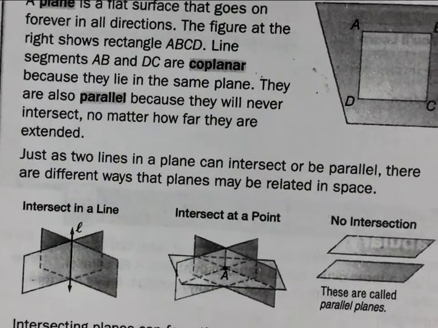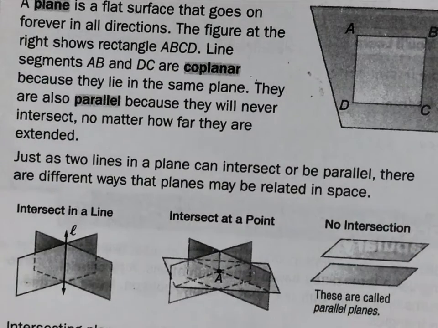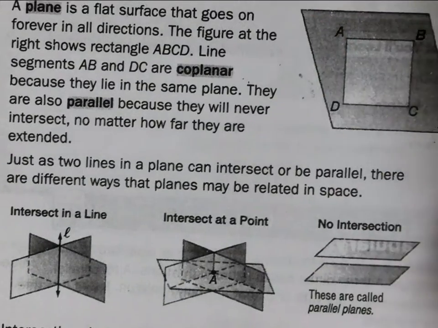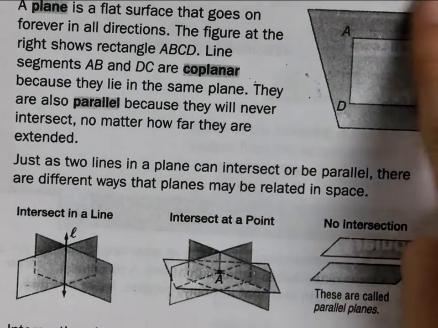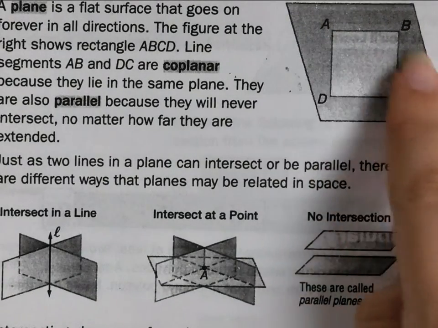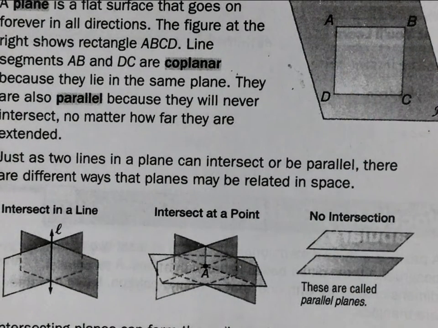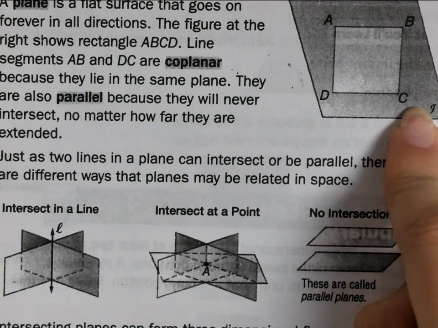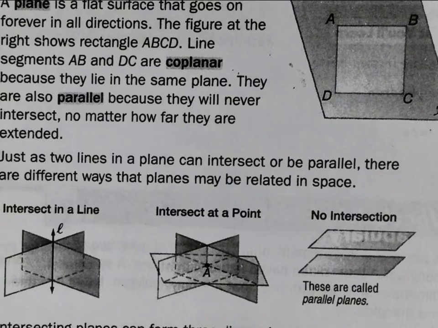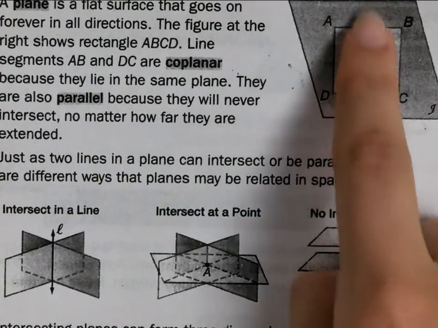All right, next we have a plane, which is a flat surface that goes on forever and ever. So, the outside picture right here is what's representing our plane. It's a flat surface that goes on forever and ever. It never ends. Okay. Inside this plane right here, I have the rectangle, or the square ABCD. If I look at line segment AB and line segment CD, those are coplanar because they are in the same exact plane as each other. Okay. They're also parallel because clearly they would never touch.